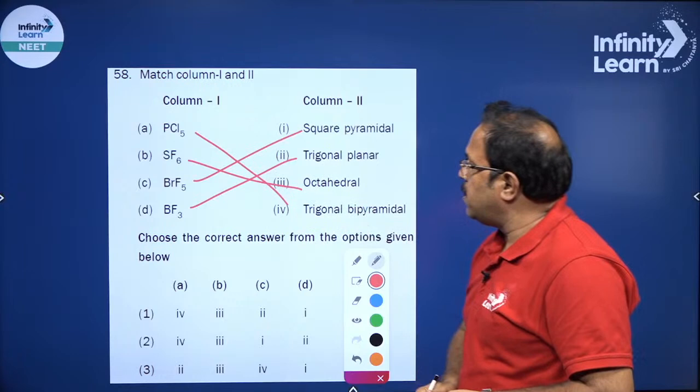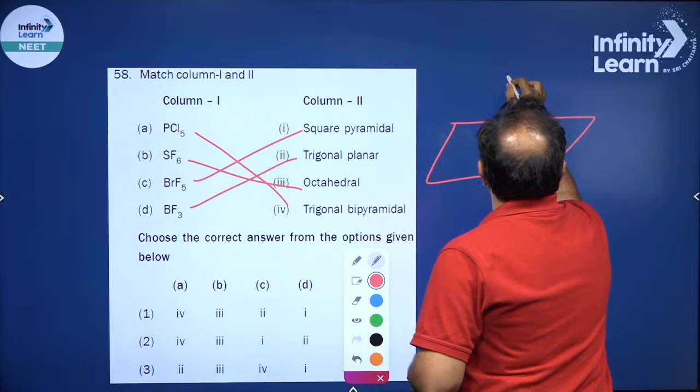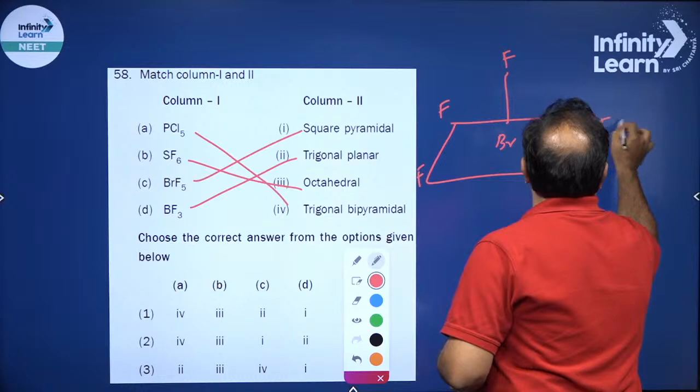When it comes to BrF5, it has square pyramidal, where you have the condition like this, you just see. This is square pyramidal. You have one fluorine above. Four fluorines are in the form of a square pattern. Still it has one lone pair, which will be beneath. Next.